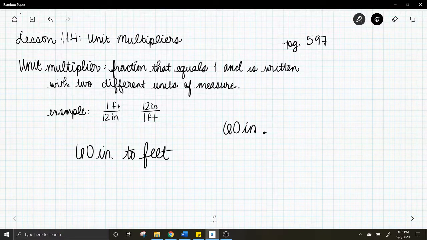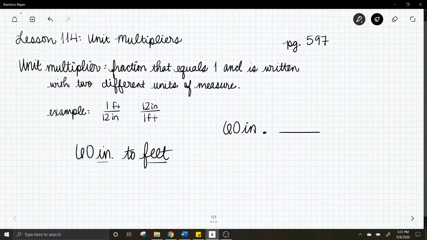And the way you choose your unit multiplier is you want whatever the new unit is to be in the numerator. So because we're going from inches to feet, we want feet to be in the numerator and inches in the denominator. So which unit multiplier do we choose? Which one has feet in the numerator and inches in the denominator? This first one here. So we're going to multiply by 1 foot over 12 inches.